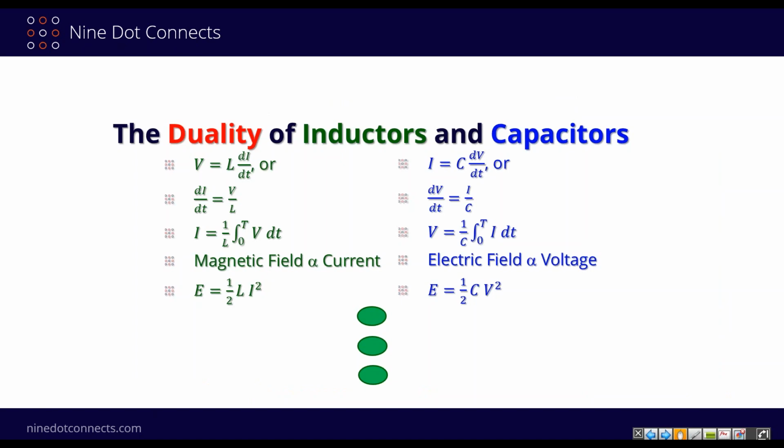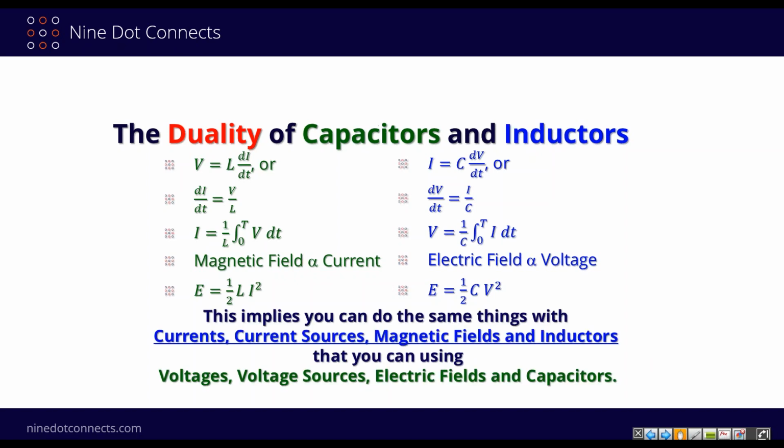So, generally, there is a complete duality in the sets of equations between these, and most people are used to working on the capacitor side. We understand there's a capacitor, there's plates, there's an electric field, and it develops a voltage. You squirt some current into it, and I equals C dV/dt. Far fewer people are familiar with the duality of inductors, but it turns out that they're very similar, and so you need to understand that. It implies that you can do the same things with currents, current sources, magnetic fields, and inductors that you can using voltage sources, electric fields, and capacitors.